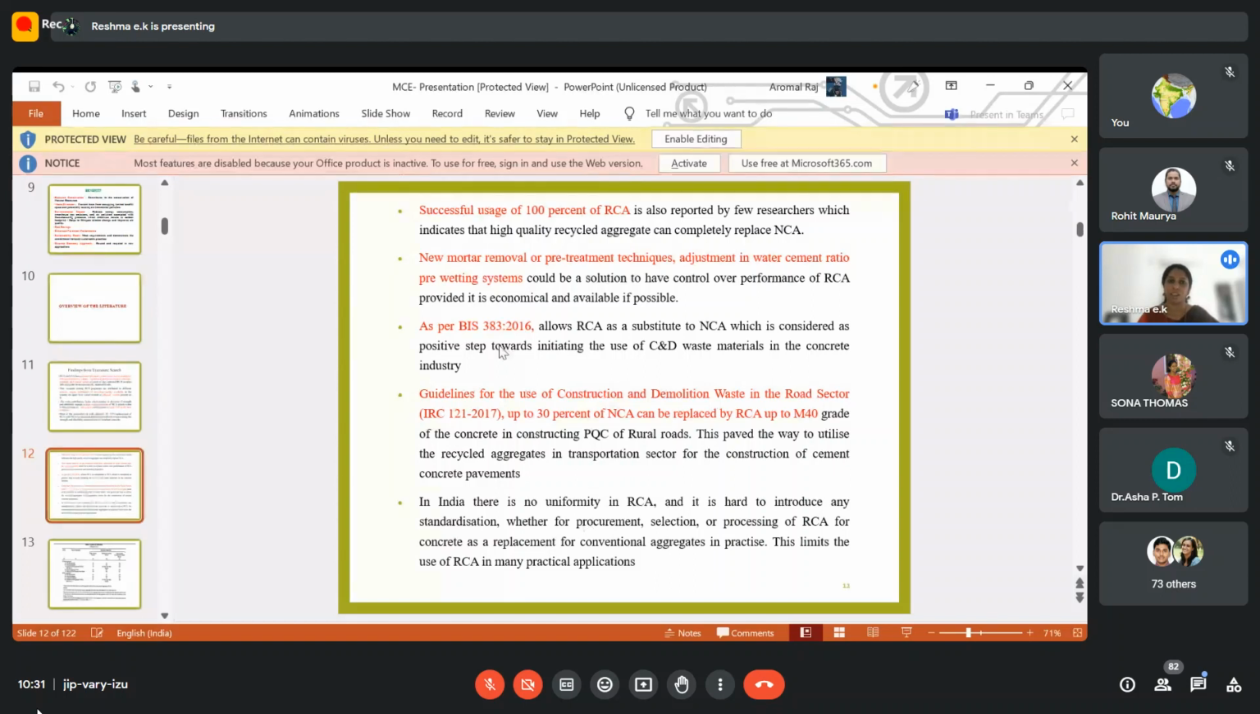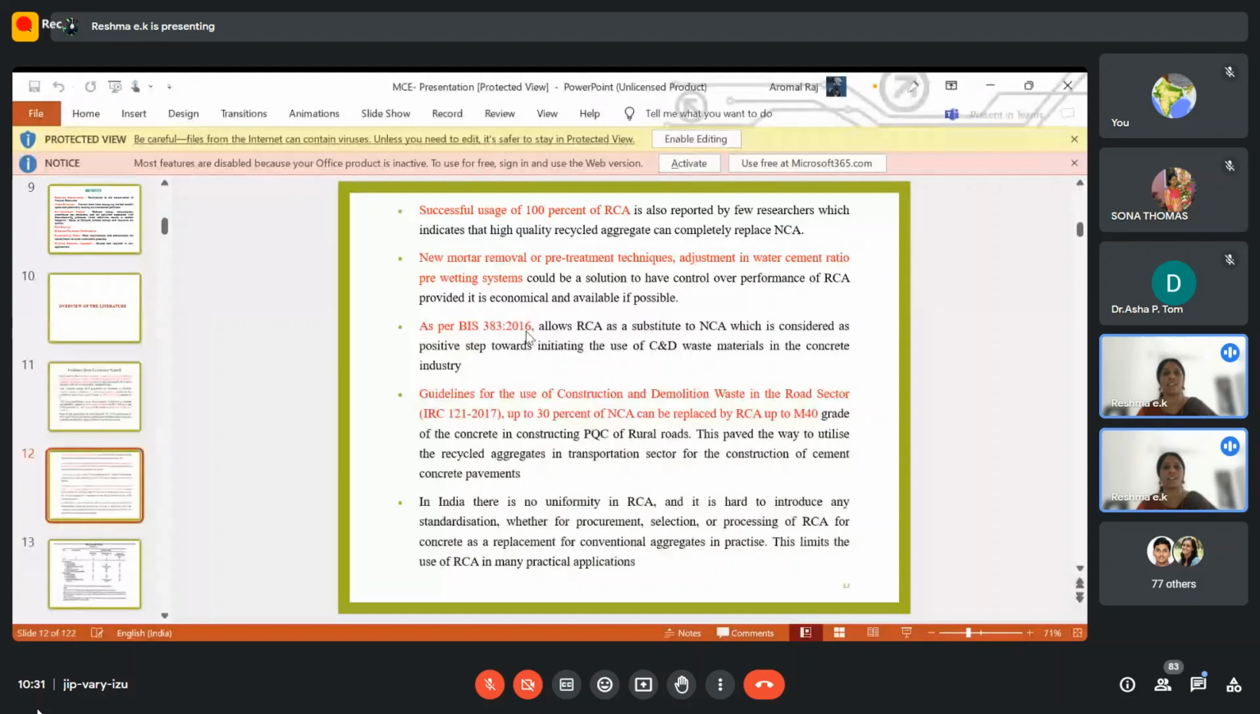And there is one code, BIS 383 2016, which is considered a positive step towards initiating the use of C&D waste materials. That was the only one available when I started my PhD. So I had confidence that okay, this is there in BIS 383, I can use it. But the thing is that BIS 383 says only up to 25% can be utilized, and that is only till M25 grade.